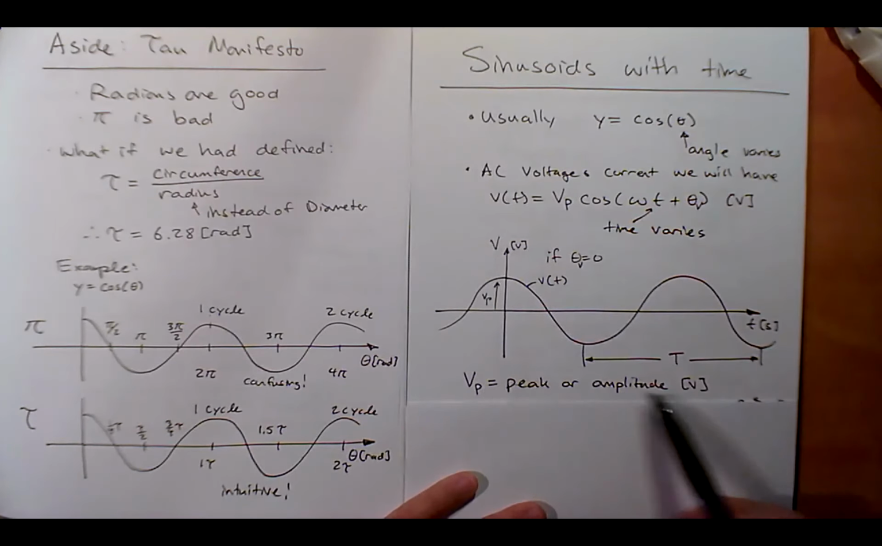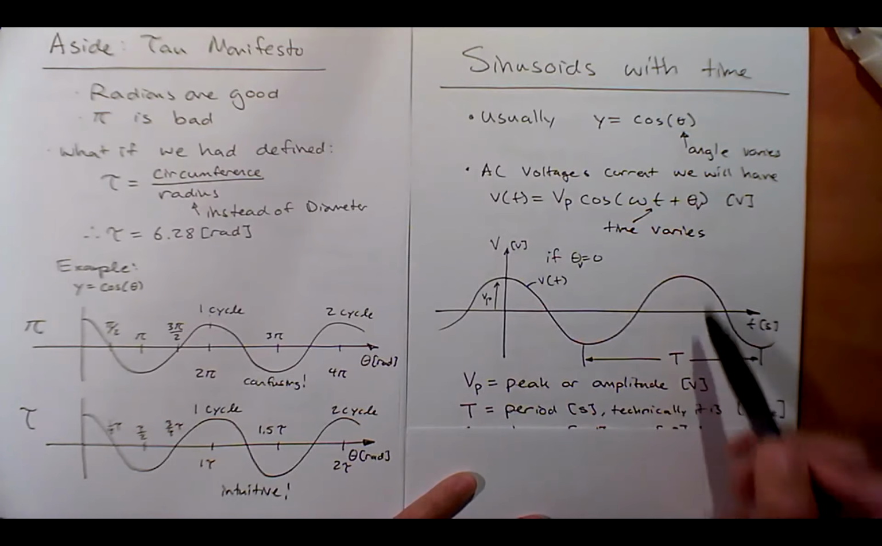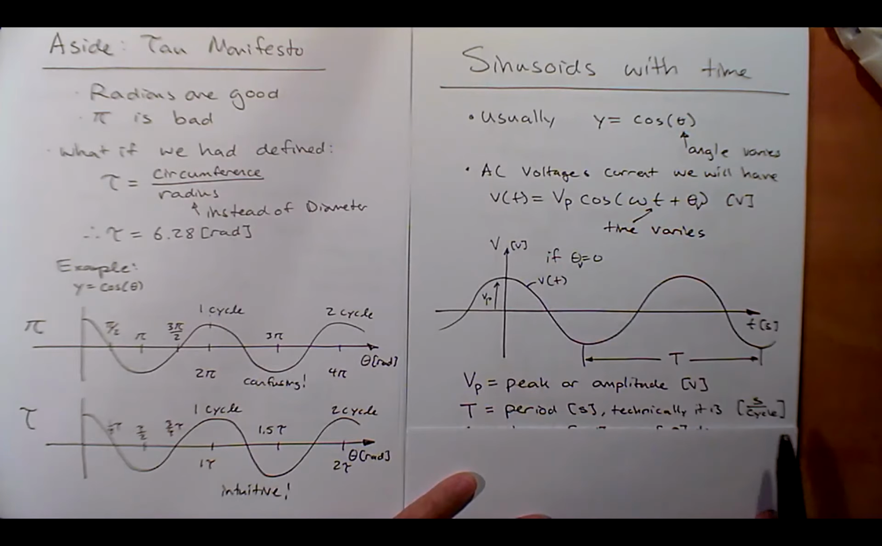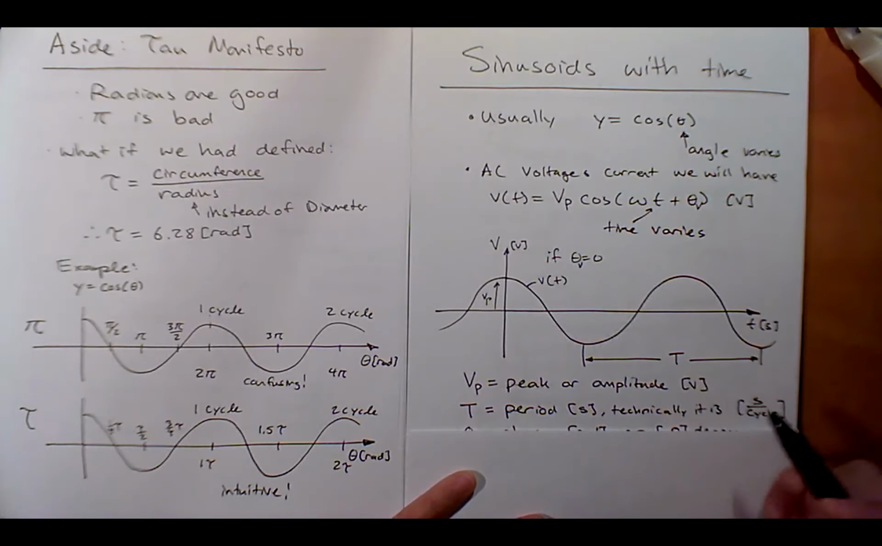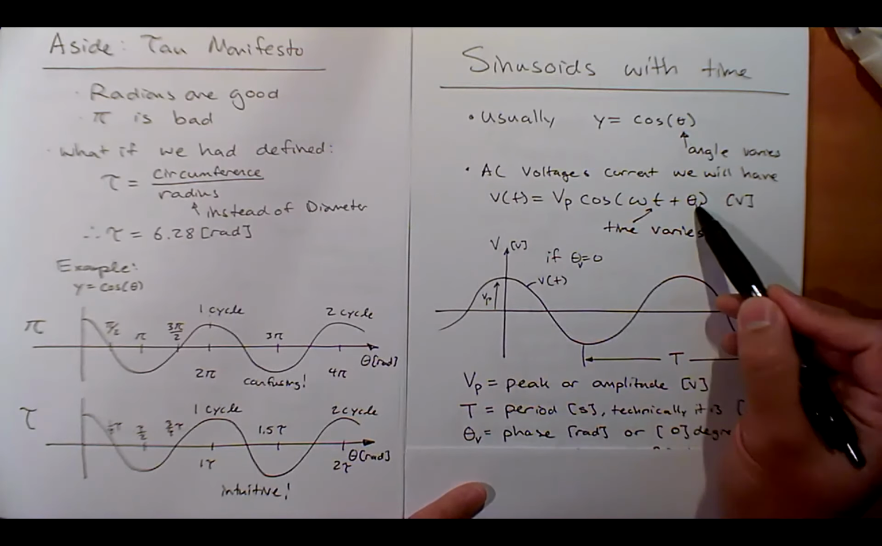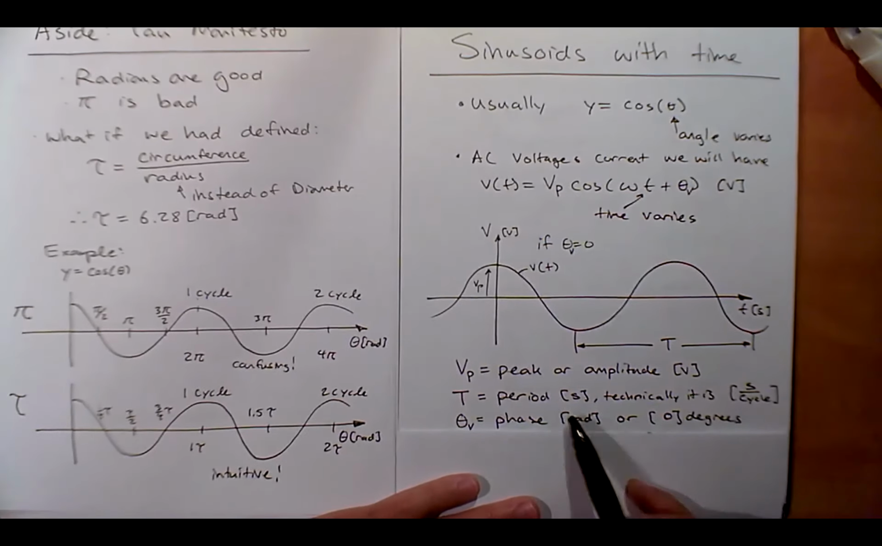V peak, okay, great. Amplitude. T is the period, technically in seconds. This is a unit of seconds because we're on the x-axis. It is the seconds per cycle. That makes sense. That's the definition of it, all right? What is theta v called? We call this the phase, and it can be in radians or degrees.